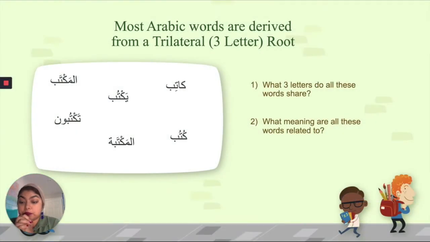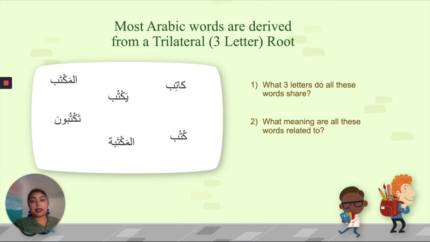So in Arabic, most of the words that you have form a trilateral, three-letter root. Most of the words have three basic letters that they derive their meaning from. All the other words that you get from those three letters, we call the derivatives, mushtaqat. These come from those three-letter roots.